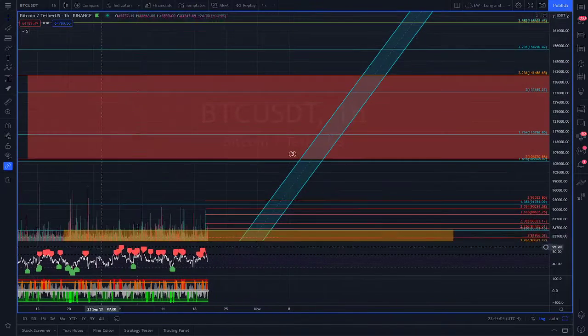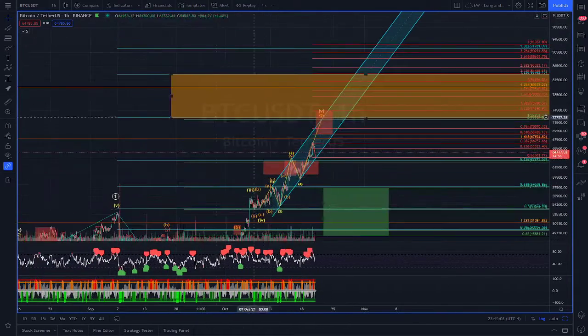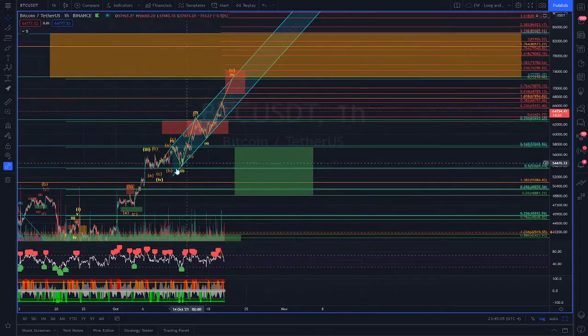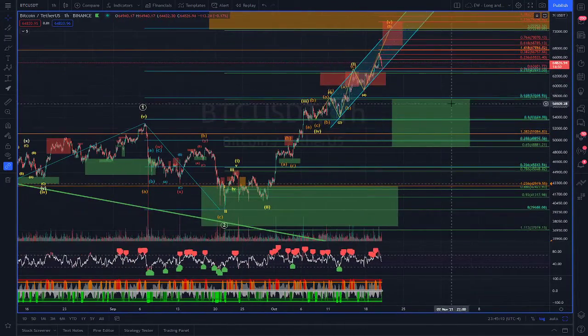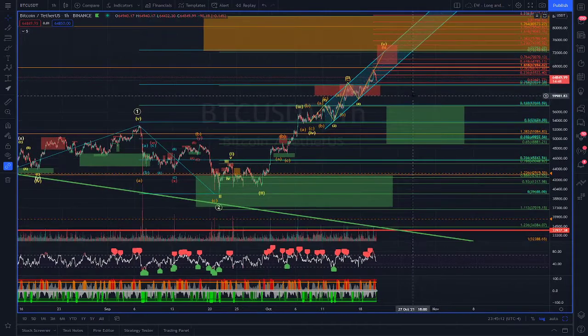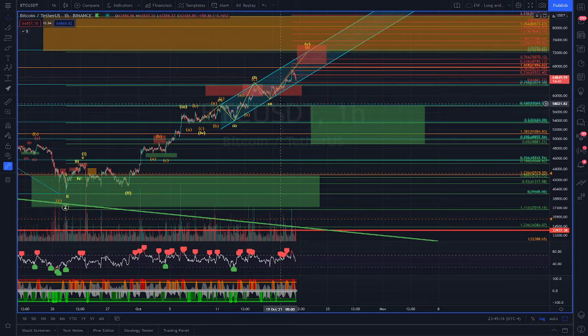But in this scenario, potentially 170,000 would be on the table if this most bullish scenario plays out, where this is an extended first wave. But I have talked about the potential issues with that as well. So we'll go from there.